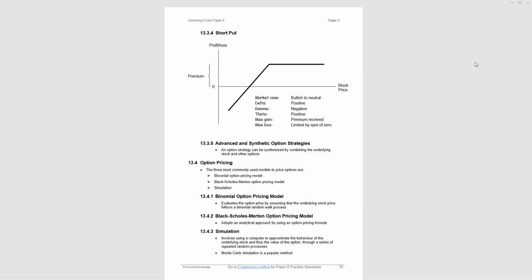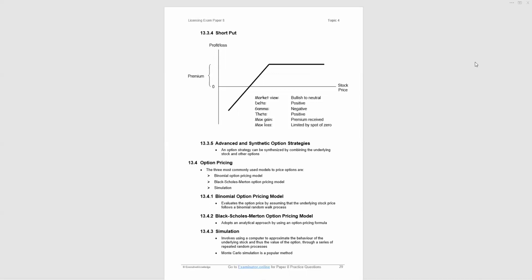and the related views. What I would know though, and this is the last item, topic for Paper 8, is option pricing 13.4. Now, we're not going to go through the details of option pricing. That's Paper 9 if you ever get there. It's just the fact that there are three common models used to price options. This is all in the world of mathematics. The binomial option pricing model, which was the first, that was then developed into the Black-Scholes-Merton model, which is an actual formula, and then simulation. And simulation involves the use of a computer with repeated random processes.